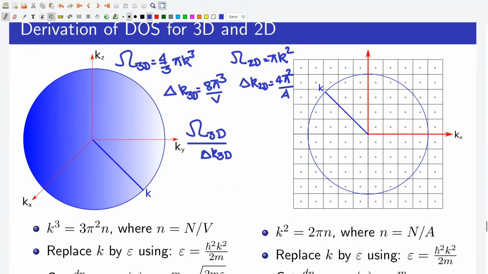If we do that, then we get k cube equals 3 pi square n in case of 3D. Similarly, in case of 2D, we have to divide omega of 2D by delta k of 2D and multiply by 2 to account for Pauli's exclusion principle. And if we do that, then we can derive k square equals 2 pi n. In case of 3D, small n is equal to number of electrons per unit volume, and in case of 2D, small n is equal to number of electrons per unit area.